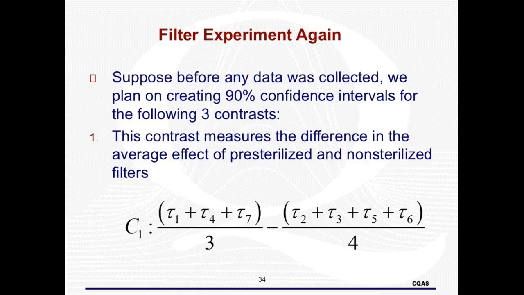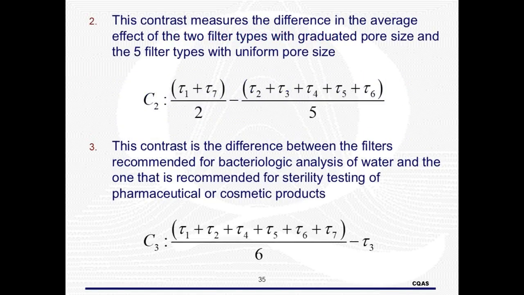Let's return to our filter experiment. Now suppose that before collecting any data, we identified 3 specific contrasts that we wanted to investigate. Because these contrasts were planned in advance, the Bonferroni method is appropriate. Notice that each contrast corresponds to a particular scientific question. The first compares pre-sterilized versus non-pre-sterilized filters. The key idea is that these comparisons were motivated by subject matter knowledge rather than by patterns observed after examining the data. The remaining planned contrasts address other scientific questions.